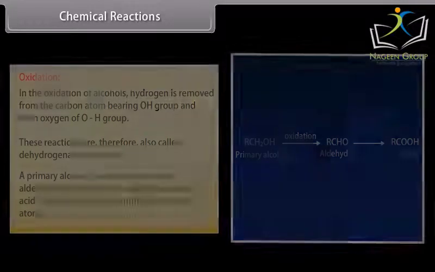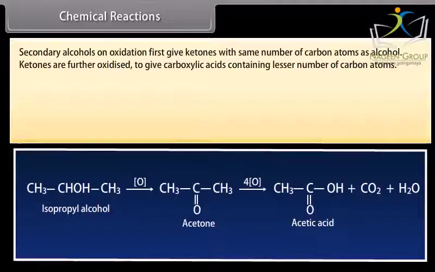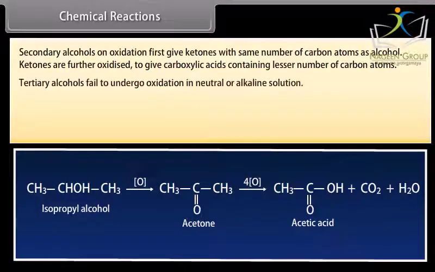carbon atoms. Secondary alcohols on oxidation first give ketones with same number of carbon atoms as alcohol. Ketones are further oxidized to give carboxylic acids containing lesser number of carbon atoms. Tertiary alcohols fail to undergo oxidation in neutral or alkaline solution.